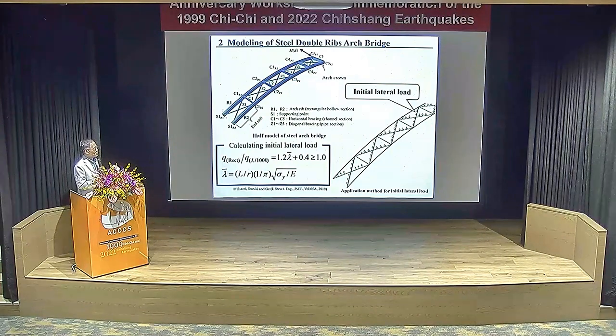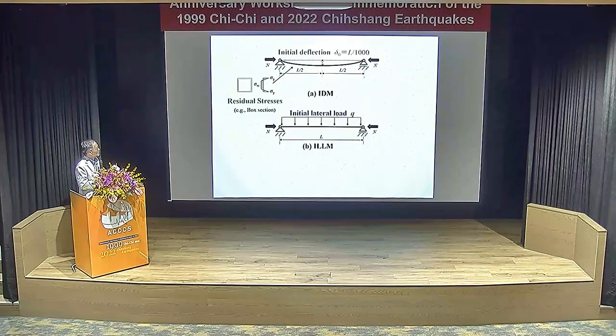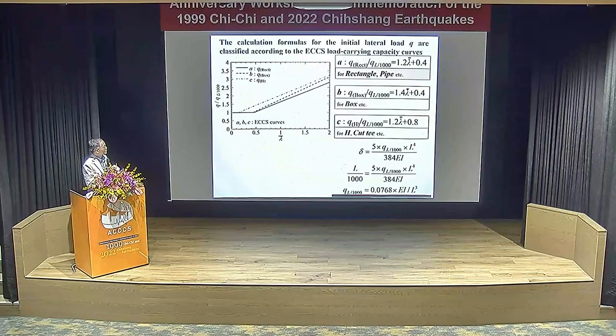The problem is how to apply the initial lateral load and how to calculate it. We propose a set of formulas like this one. For rectangular and pipe sections, we use this formula. For box sections, we use this one. For H and cut T sections, we use this one.